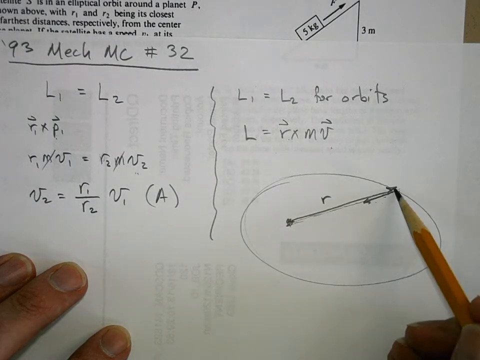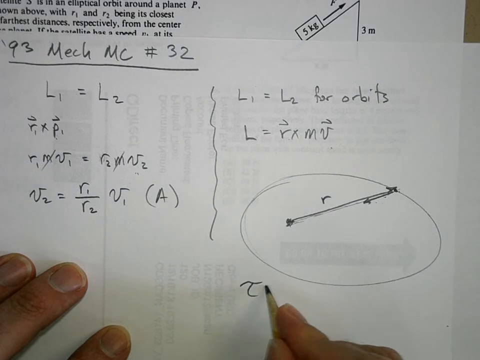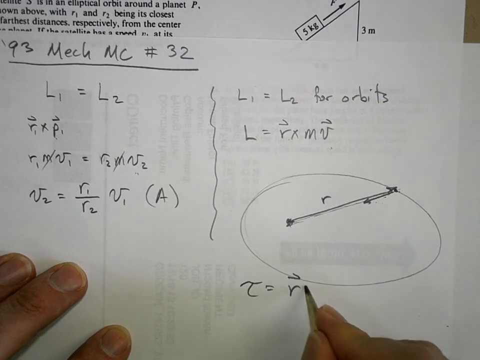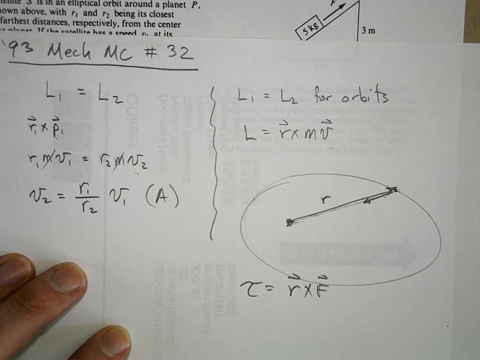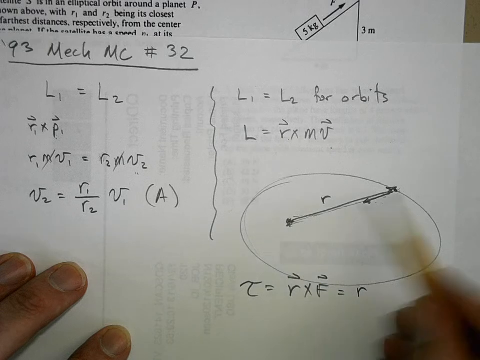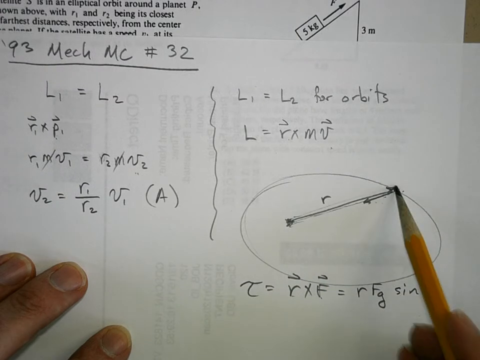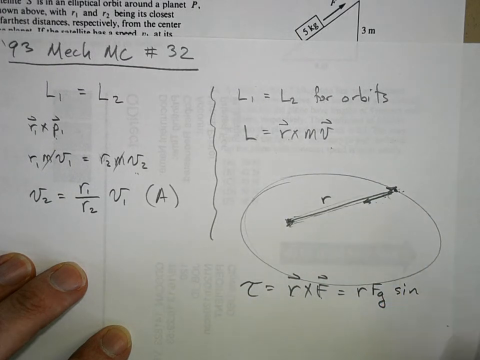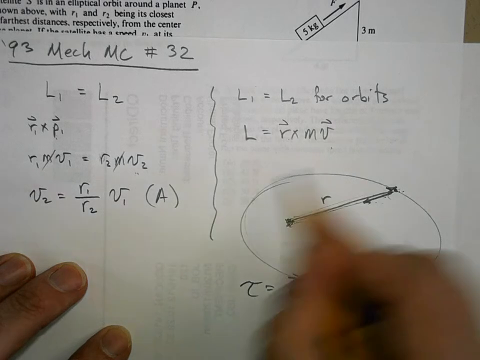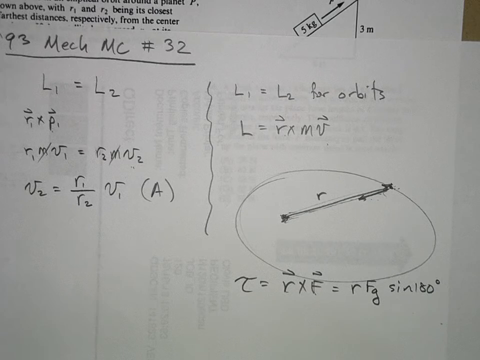Now, what is R? R from the star to the satellite looks like this. Now, how much torque is applied to this satellite? Well, torque equals R cross F. So this is R, and then this is the force of gravity, F sub G. And because it's a cross product, you take the sine of the angle between R and the force of gravity. But that's going to be always, everywhere, 180 degrees. And what's the sine of 180 degrees? 0.